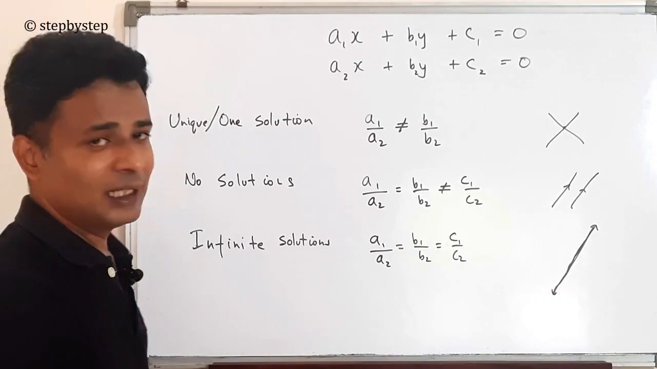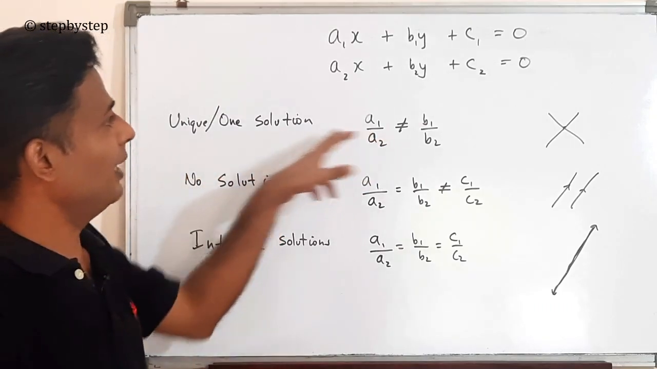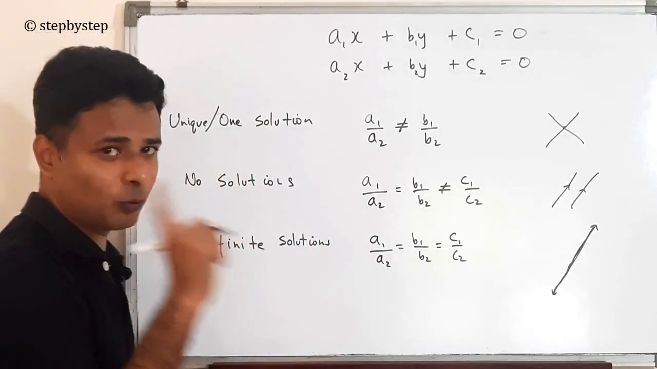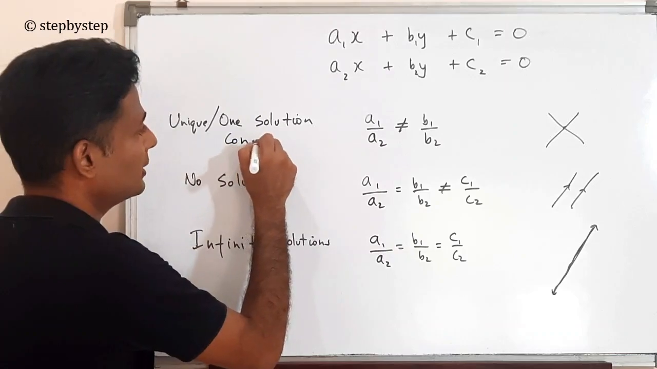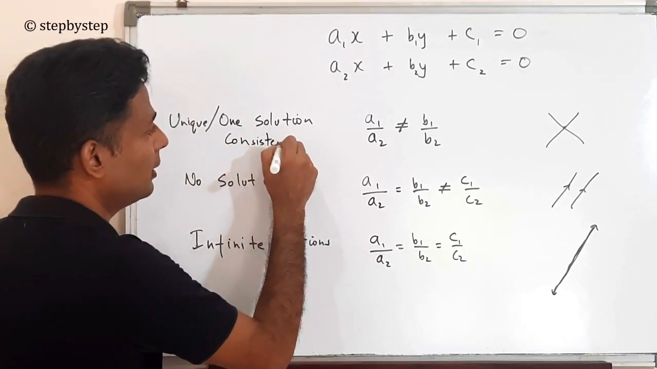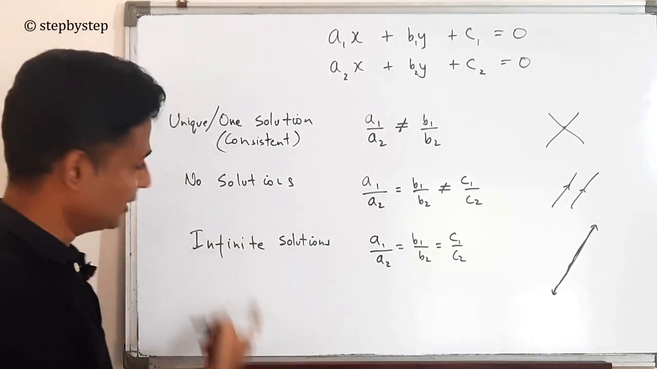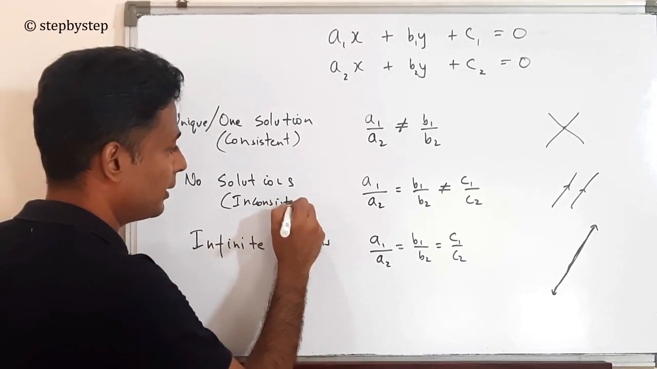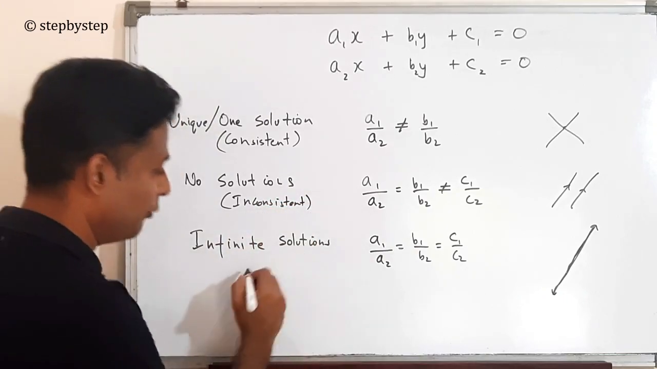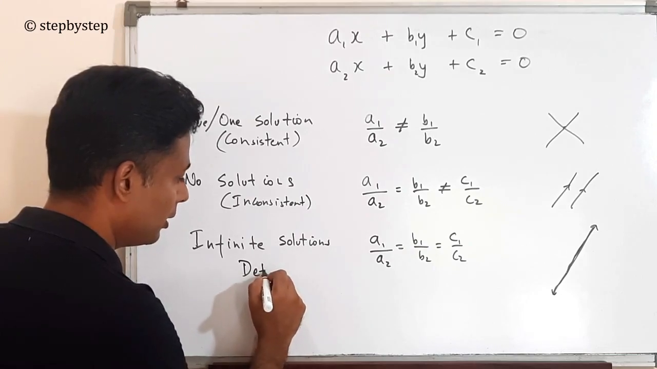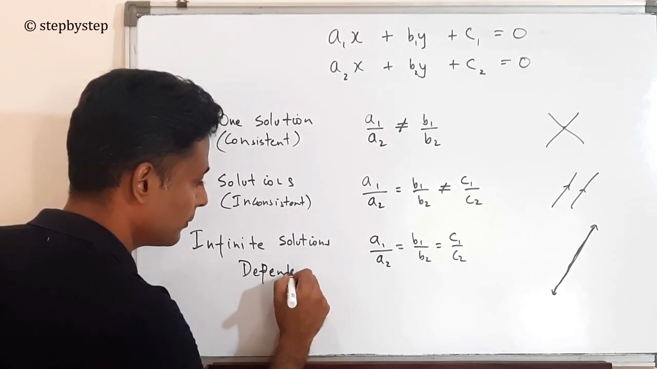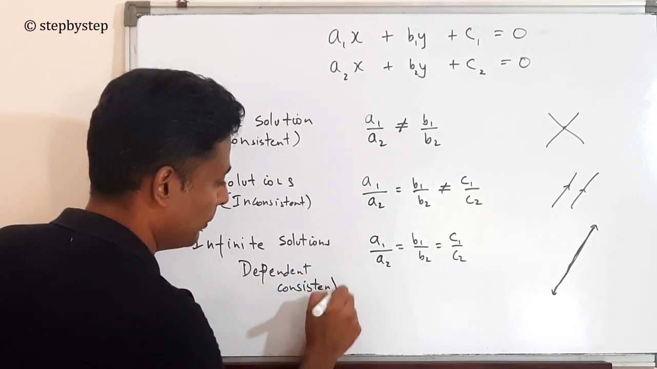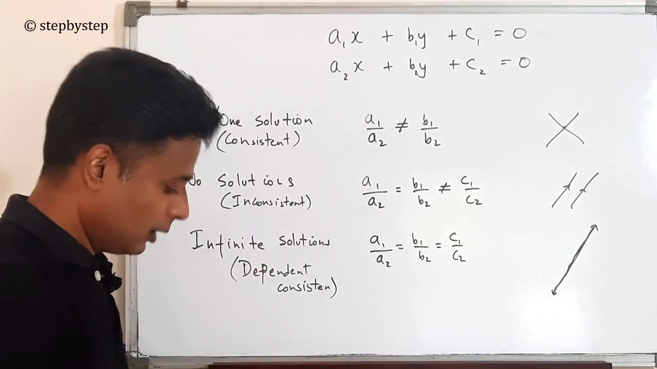So guys, remember this. Now there is another name. When a pair of linear equations has one, or unique solution, it is called consistent. If it does not have any solutions, it's called inconsistent. And if it has infinite solutions, it is called dependent consistent. You just have to remember this, because the question might be worded differently.